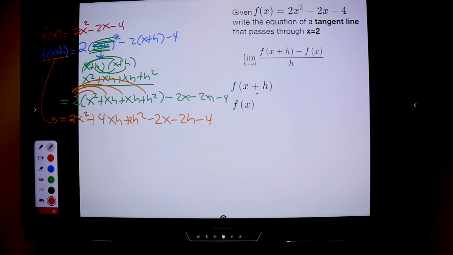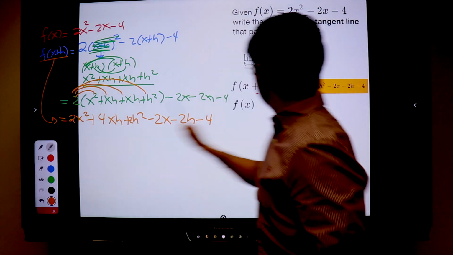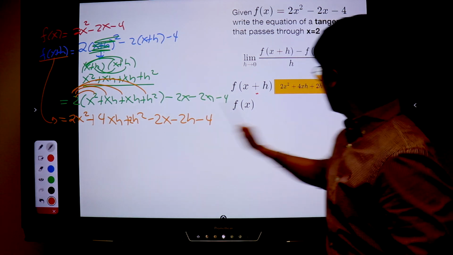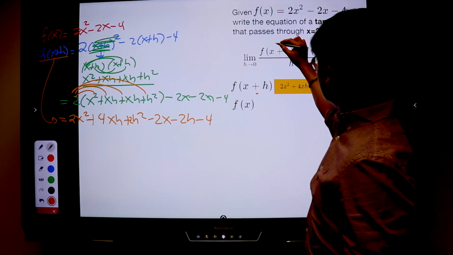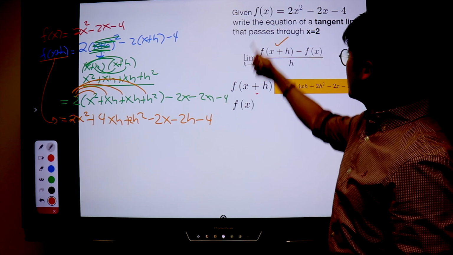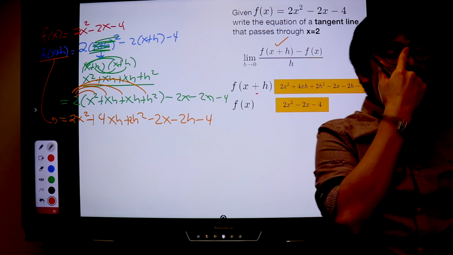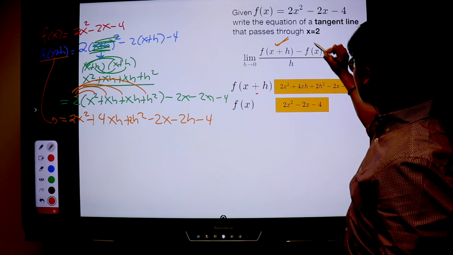This form now of my f of x plus h. Let's see. 2x squared, 4xh, 2h squared, minus 2x, minus 2h, minus 4. Alright, now we're able to produce this. Minus f of x, which we know is just 2x squared minus 2x minus 4, right? Now, we're not finished yet because we're just able to produce this and this.